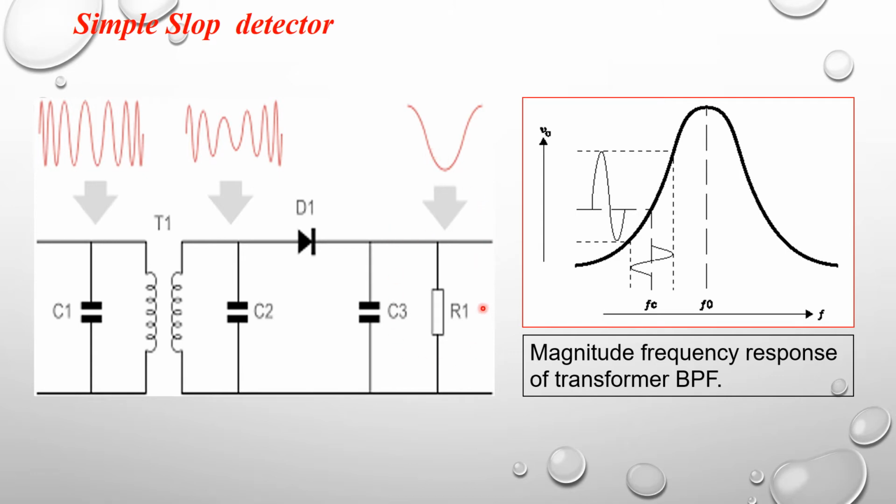So this is the filter circuit, and for example this is the output of the filter circuit. This is the magnitude frequency response of the band pass filter. This is the frequency variation, this is the carrier frequency, this is the higher value and this is the lower value, and this is the respective voltage variation. At the carrier frequency this is the voltage, at the lower value this is the respective voltage, and for the higher value this is the respective voltage. This is the voltage range and this is the frequency range.